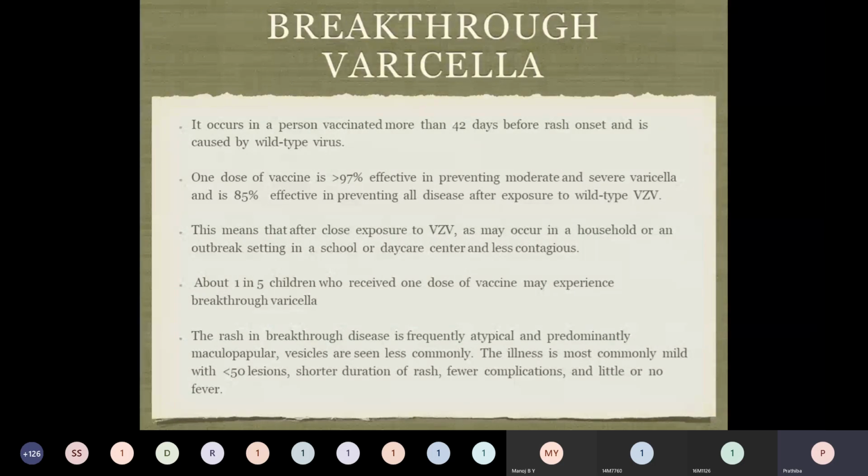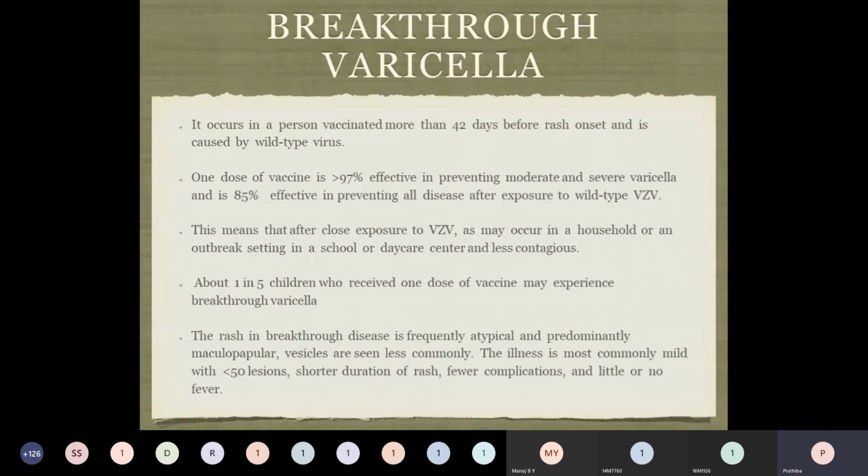Breakthrough varicella. What is this? It mainly occurs in a person who has already been vaccinated, more than 42 days before the rash onset, and is usually caused by wild type virus.